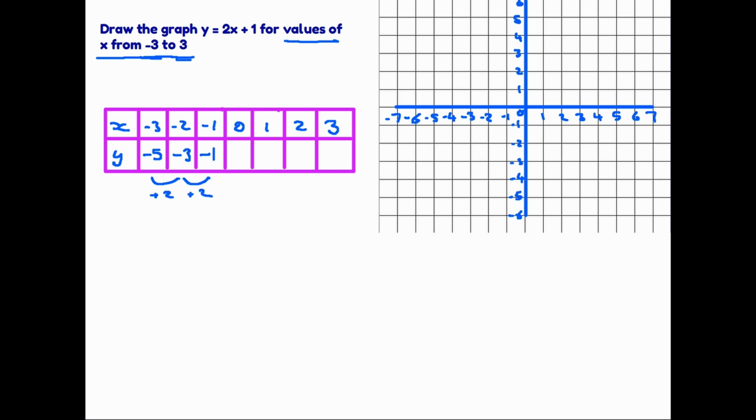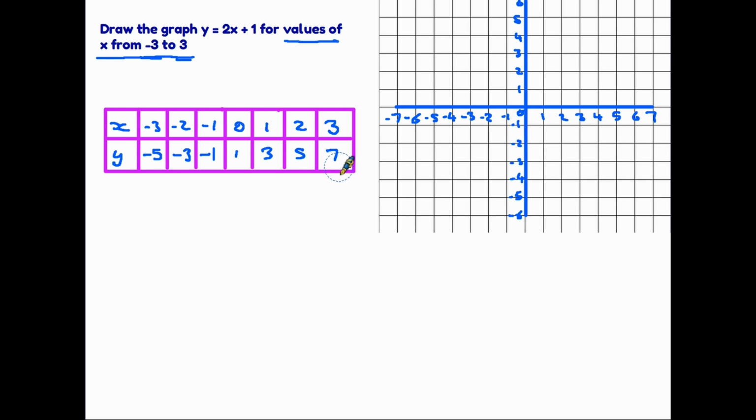And in fact, there is nothing wrong at all with taking advantage of this, because that pattern for a straight line graph will repeat itself all the way along the box. So if we add 2, we get to 1, and then 3, and then 5, and then 7. So you can take a shortcut here by looking at the pattern and repeating it.